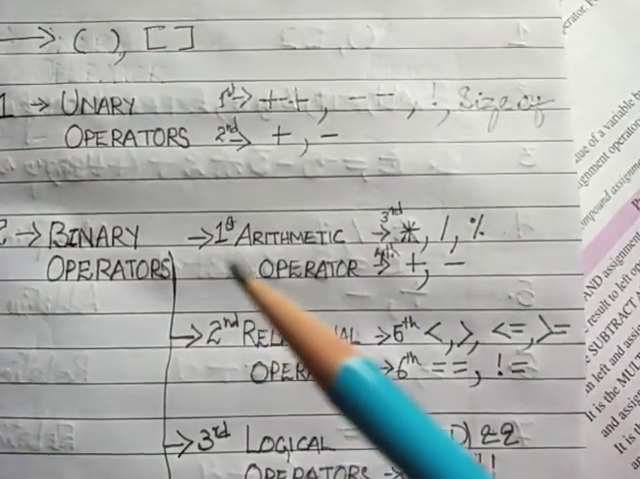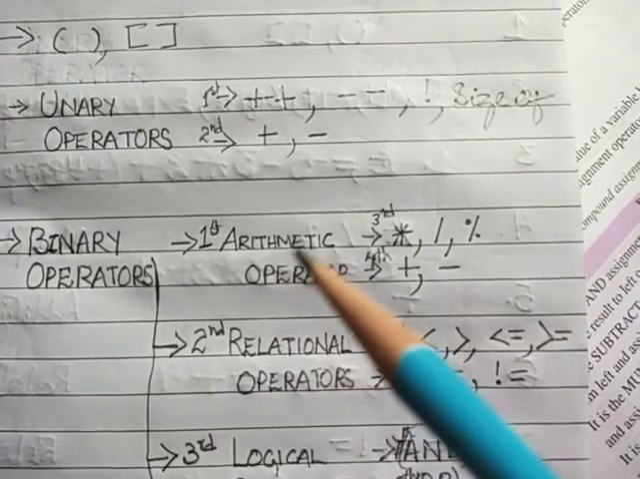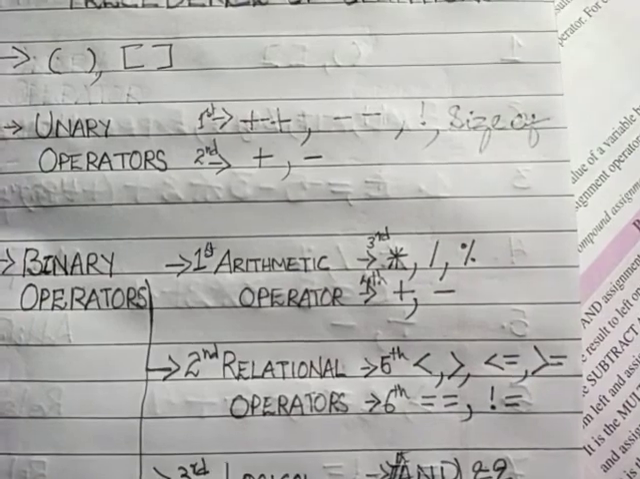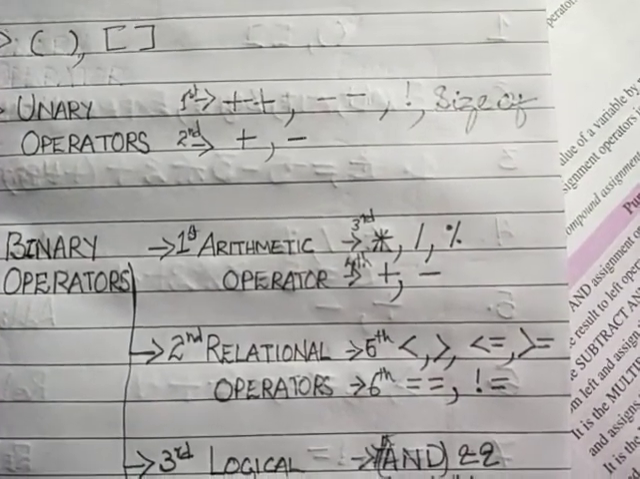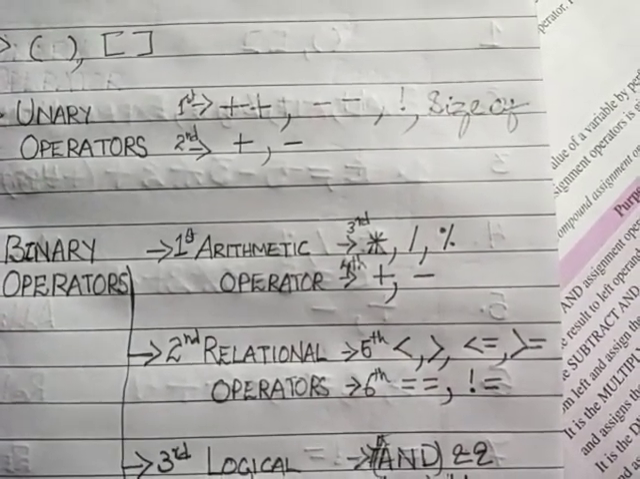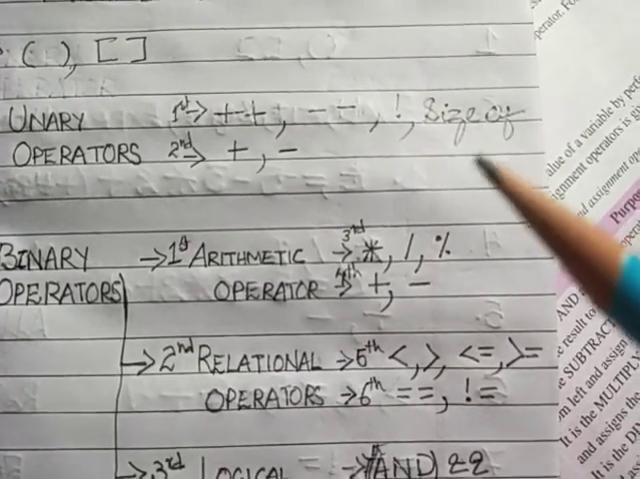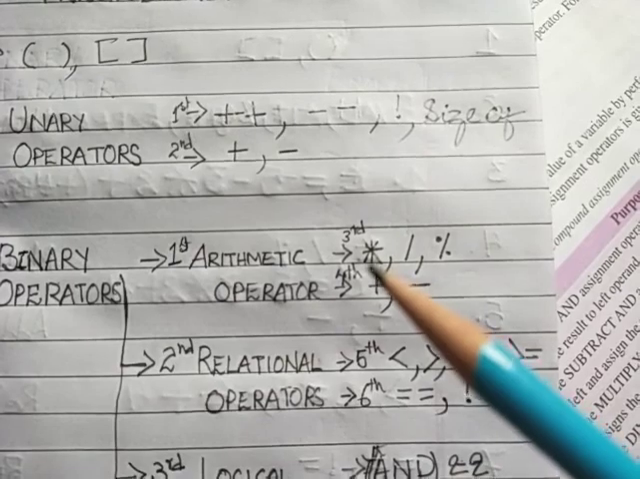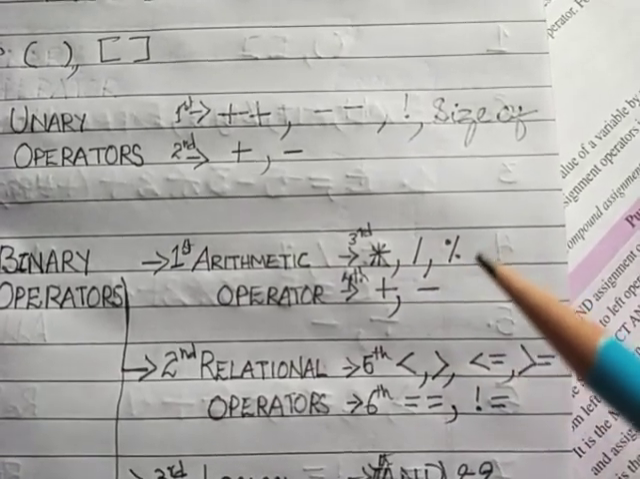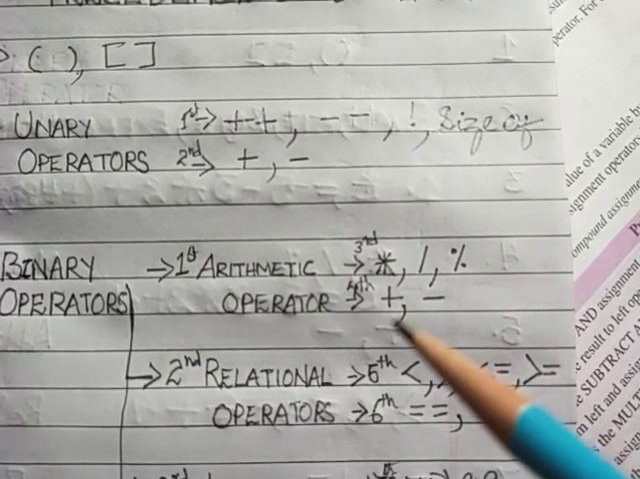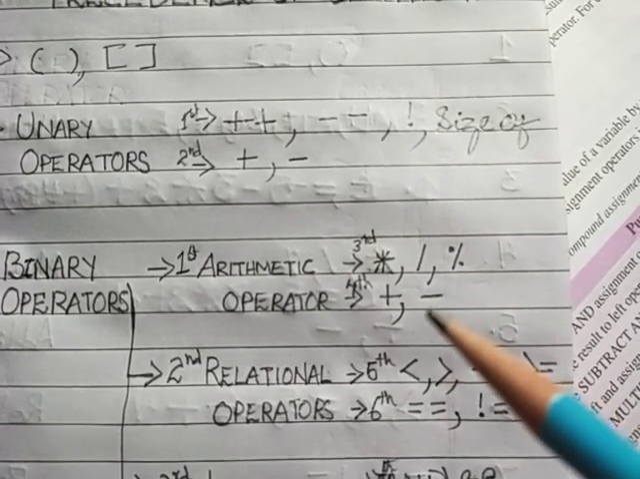From those, in the topmost rank, in the first rank, we have arithmetic operators. In arithmetic operators, we have addition, subtraction, multiplication, division, and modulus. From these 5, at the highest rank, we have multiplication, division, and modulus. And in the lowest rank, we have addition and subtraction.